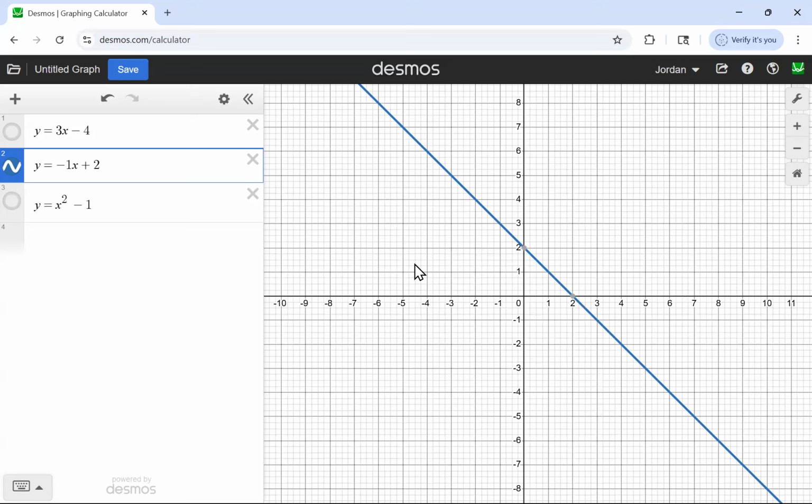The TI-84 calculator can also highlight points using the trace feature. And I will put up a basic graphing video on the TI-84 for anyone who's interested in that, as an addition to this video.